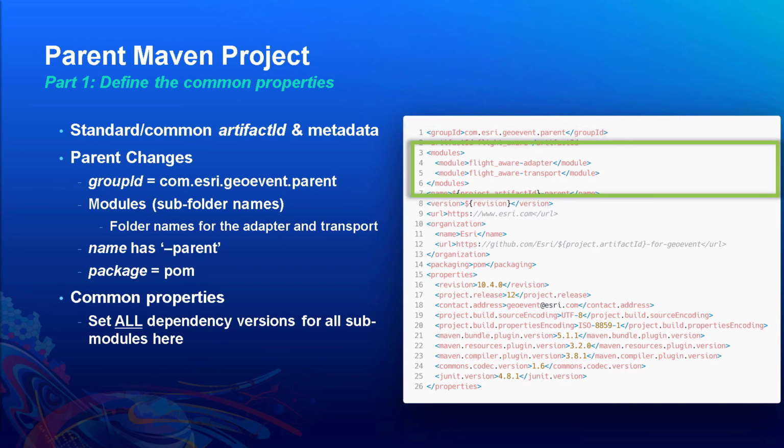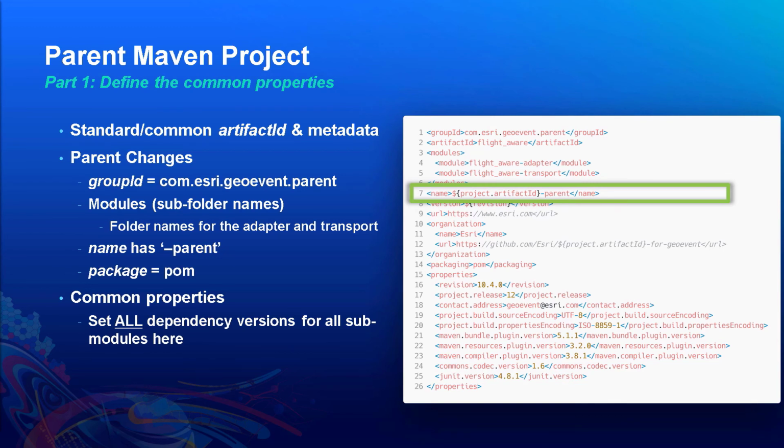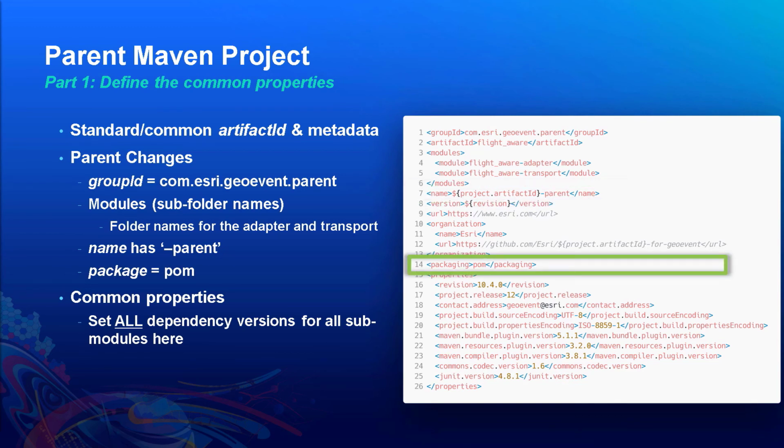We then define the modules inside of the modules tag. These values should match the underlying folder for each module. I reuse the artifact ID of the parent with a dash adapter or dash transport for module names. In the name, I added the dash parent moniker. The packaging directive is set to pom to indicate that this is a parent POM that is to be used by other POM files.